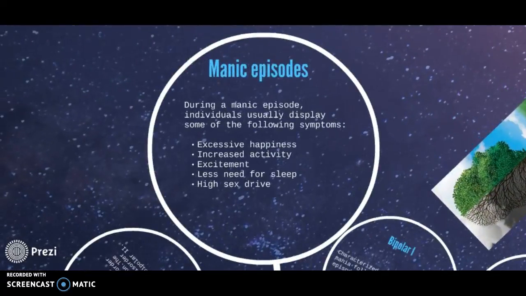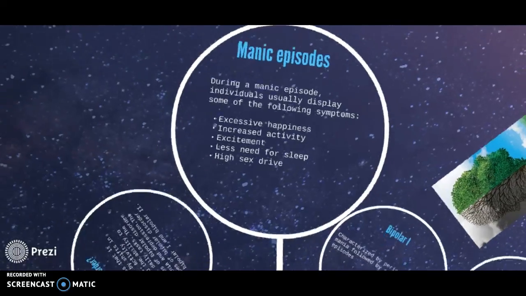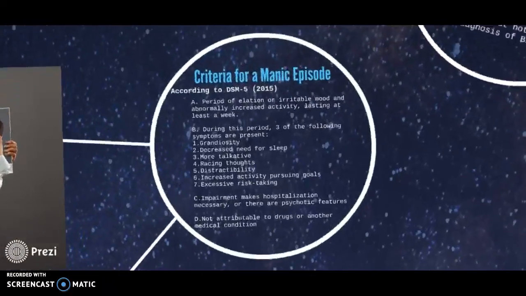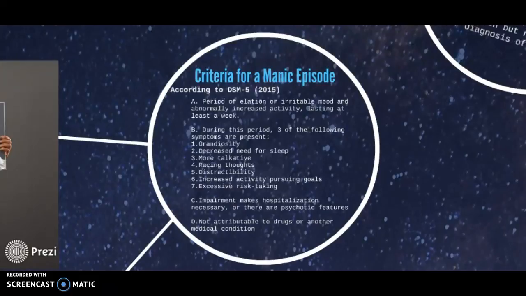The symptoms of a manic episode are excessive happiness, increased activity, excitement, less need for sleep, and a high sex drive. The 5th edition of the Diagnostic Statistical Manual classifies a manic episode using the guidelines listed. The key here is that the impairment from manic symptoms makes hospitalization necessary, especially if psychotic features are present.